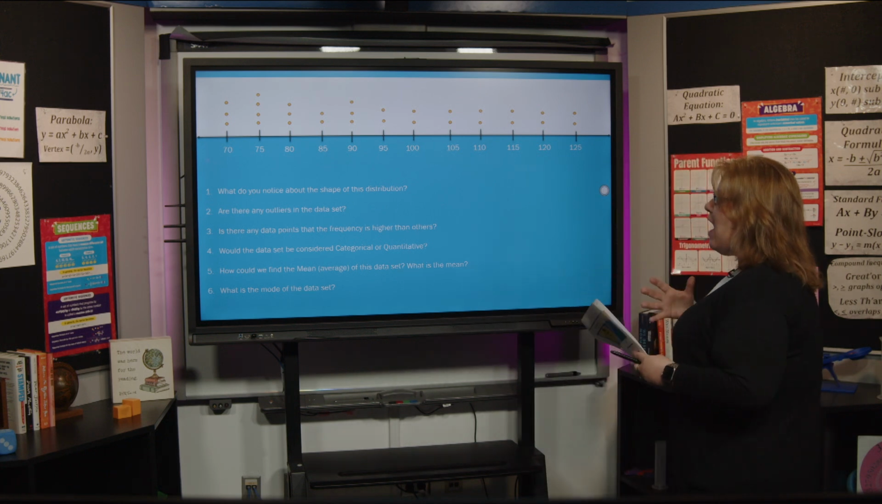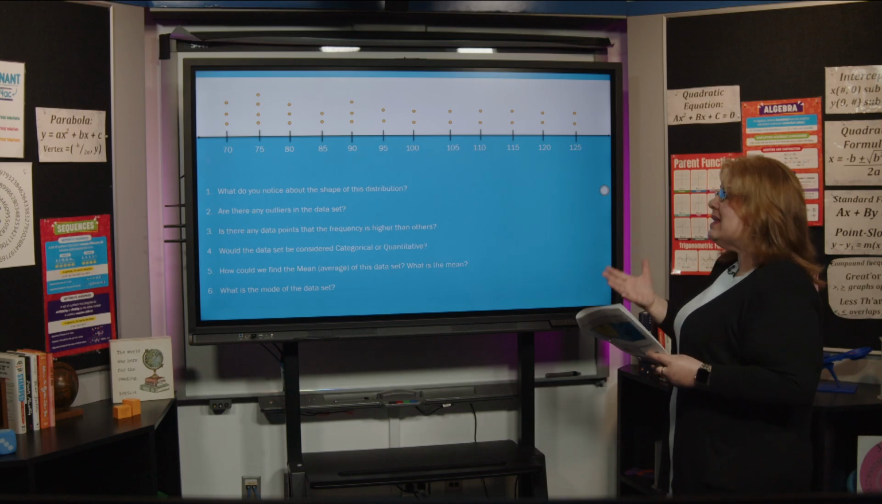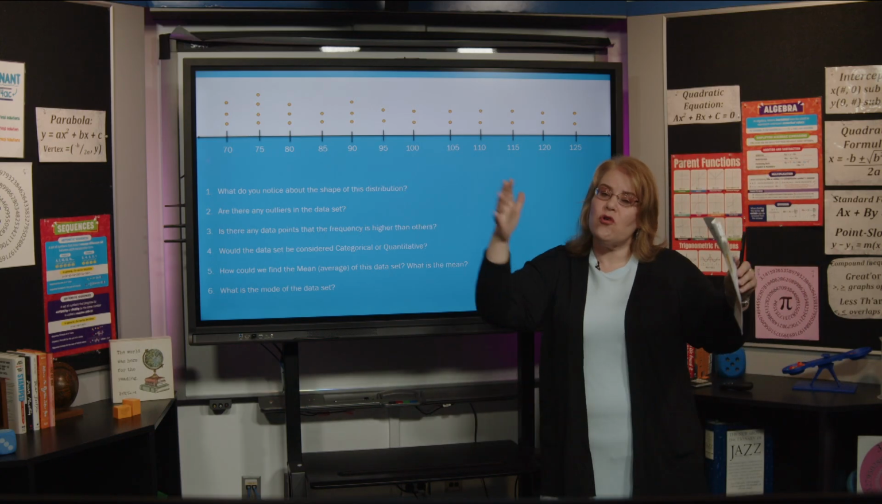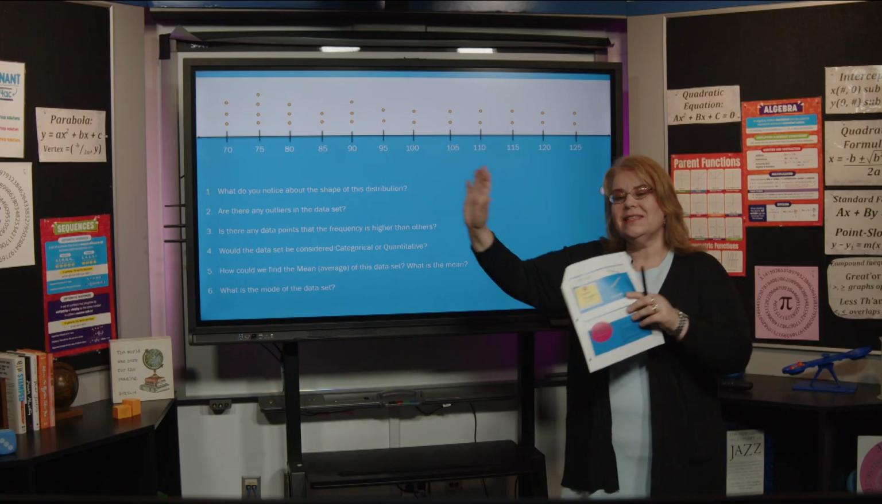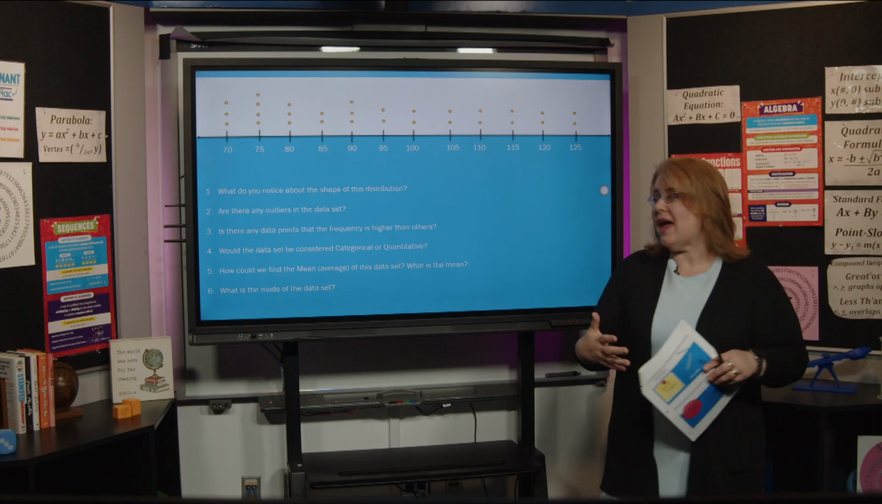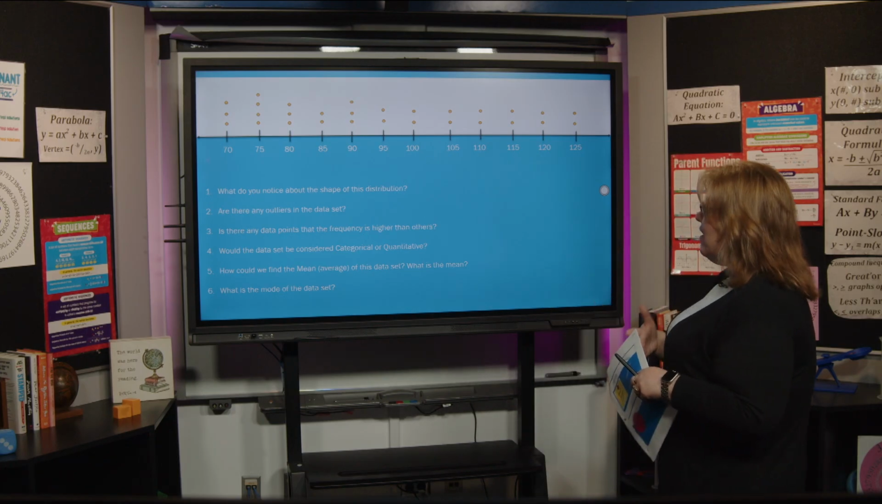Are there any outliers in this data? So what is an outlier? Remember, an outlier is what we see that's not in our normal distribution, that's kind of laying really out there from what we're normally looking at. That's an outlier. So I really don't see any of those.